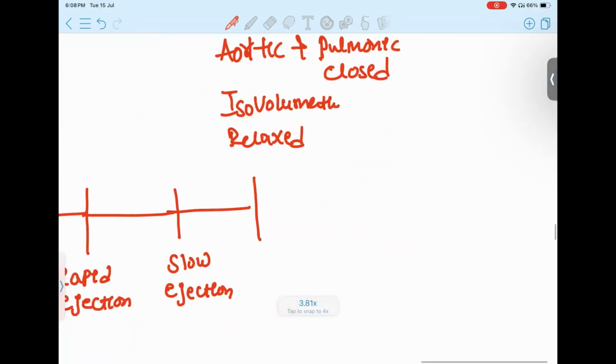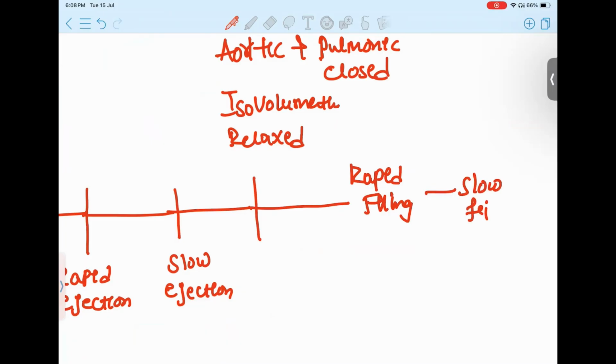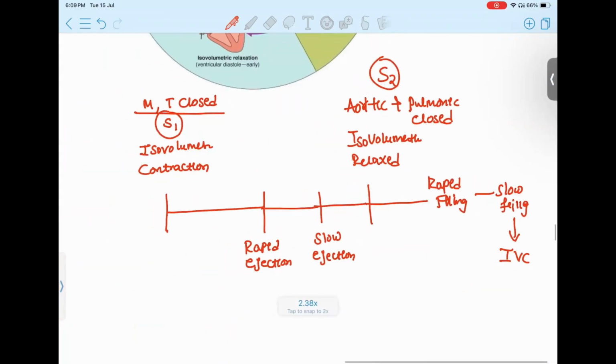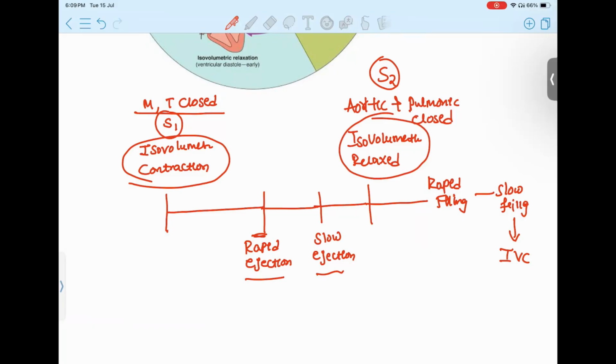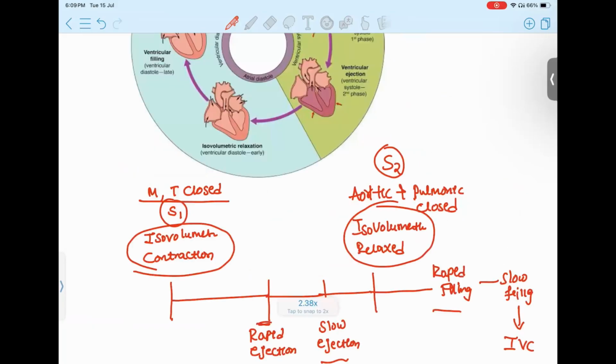After that, you will be having the rapid filling and the slow filling. So this is how the cycle continues. And again, it will go to the isovolumetric contraction. This is the basic cycle that will be happening. Isovolumetric contraction, the ventricles rapidly ejecting and slow ejection, and it will reach the isovolumetric relaxation, then rapid filling and slow filling. So this is how the cardiac cycle will be seen.